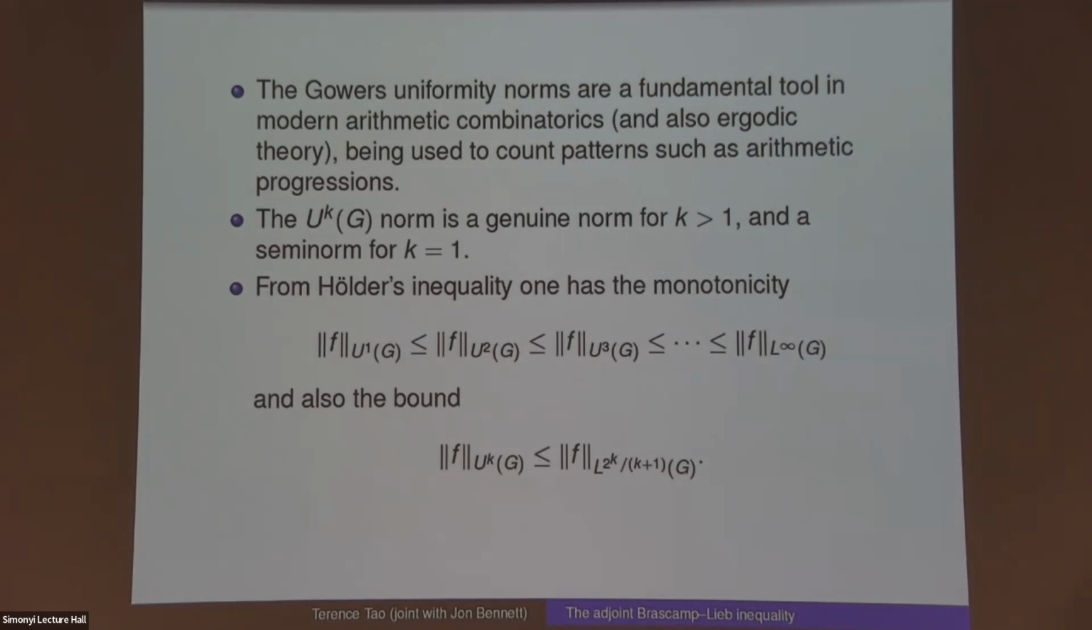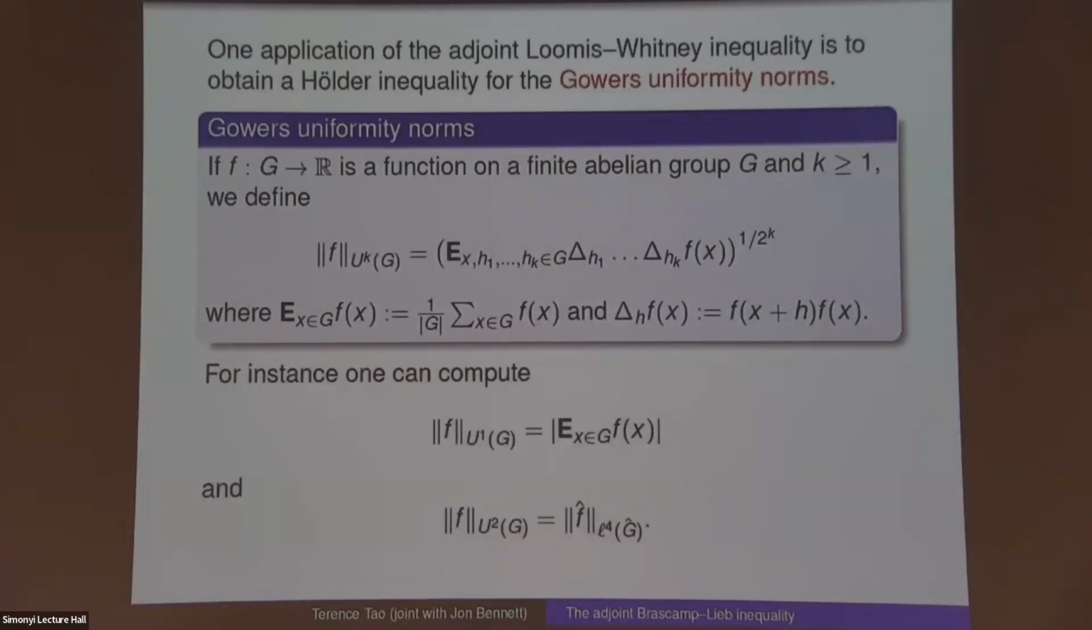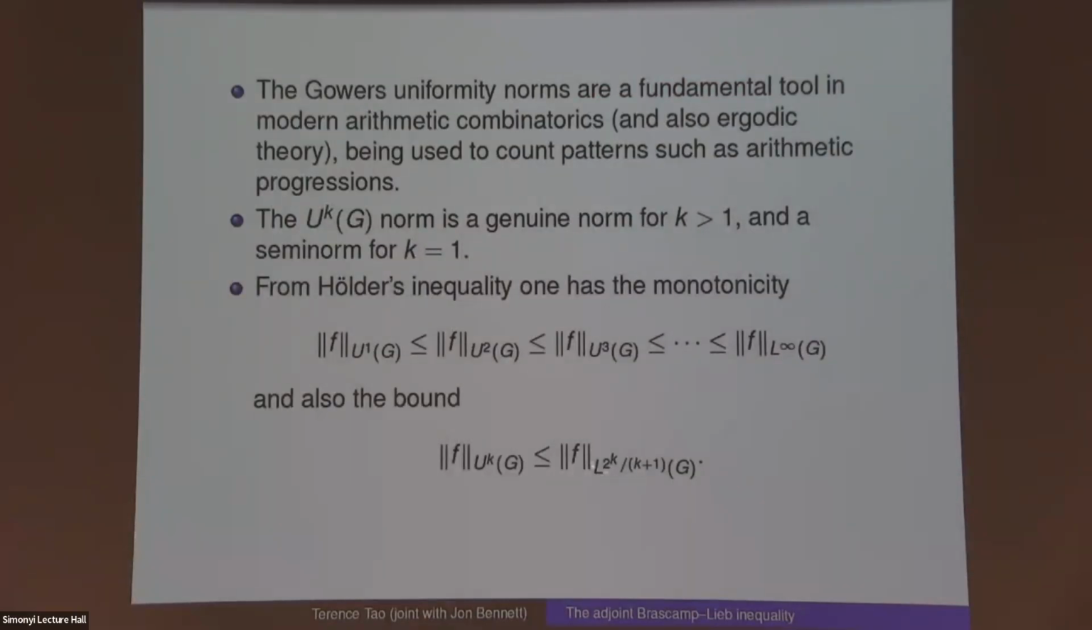Actually, if you play around with Holder's inequality a little bit, you can find that each of these norms is bounded by a certain LP norm of your function. In applications, we often only care about bounded functions. If a function is bounded, then all these norms are bounded as well. But actually, each of these UK norms can handle a certain amount of unboundedness. The kth Gowers norm, if you play around with Holder's inequality enough times, you'll find that it's bounded by a certain LP norm. For example, the U1 norm is bounded by the L1 norm, the U2 norm is bounded by the L4 thirds norm, which is also Young, and so on.